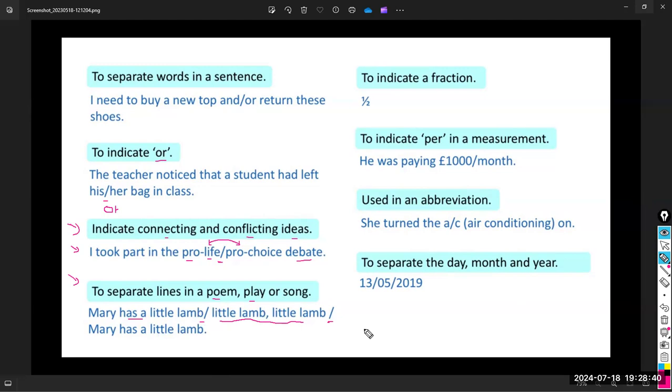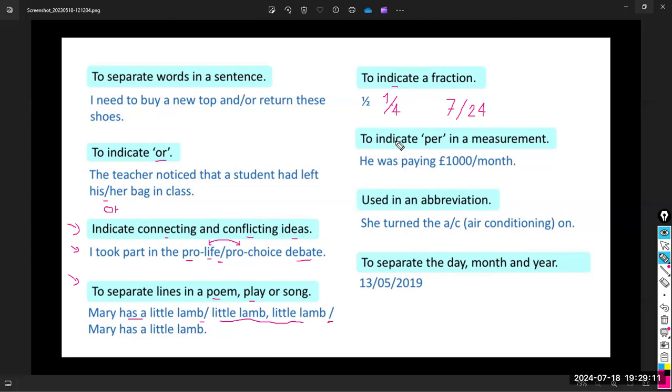Okay. Now the next usage is to indicate the fraction. For example, half, exactly. Quarter, for example, like this. So if you want to use fractions, you have to use a slash, exactly. Or maybe 7 days a week, for example, or 24 like this. Exactly. So you have to use a slash.